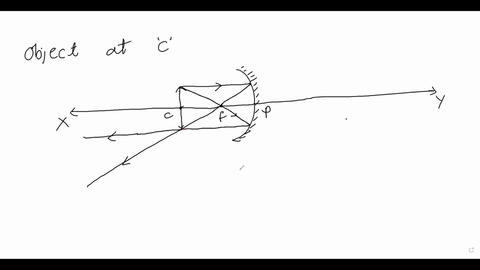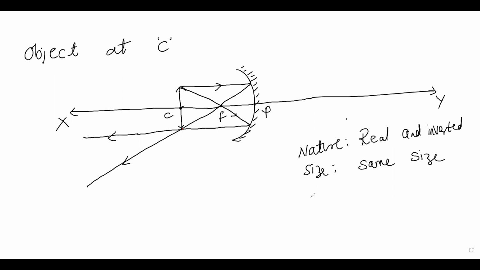Very important ray diagram. So what is the nature? Real and inverted. What is the size? Same size. And lastly, what is the position? At C. So when object is kept at C, you will get image at C. Got it? Can you tell what is the magnification at this moment, at this point?